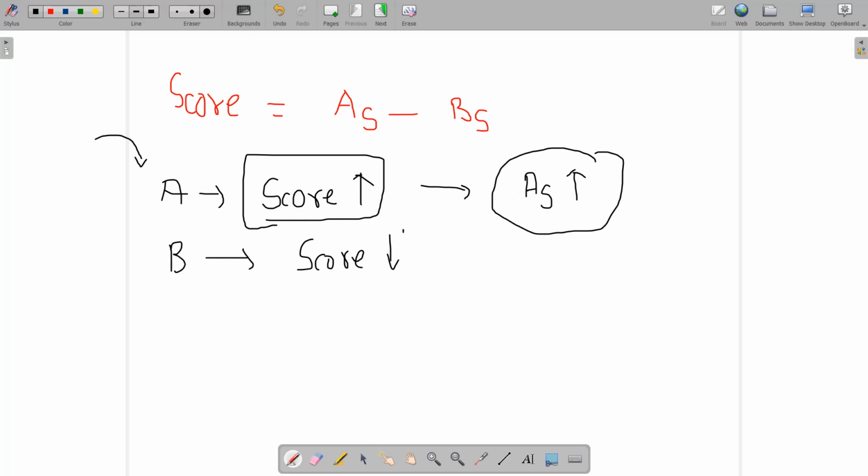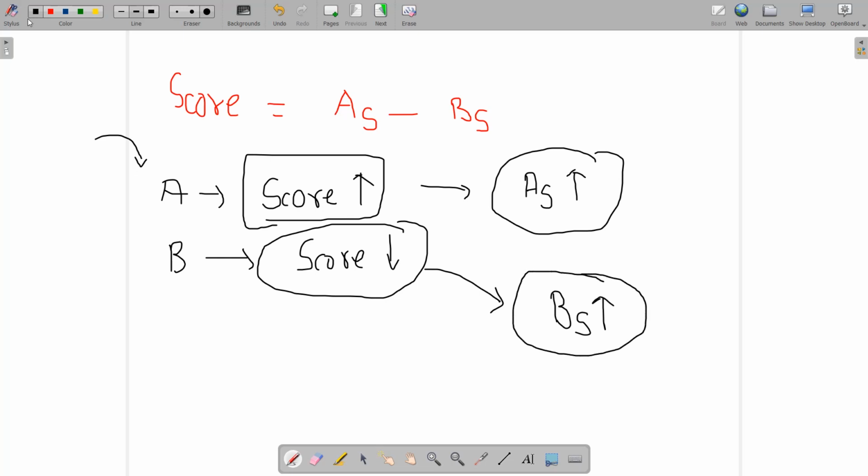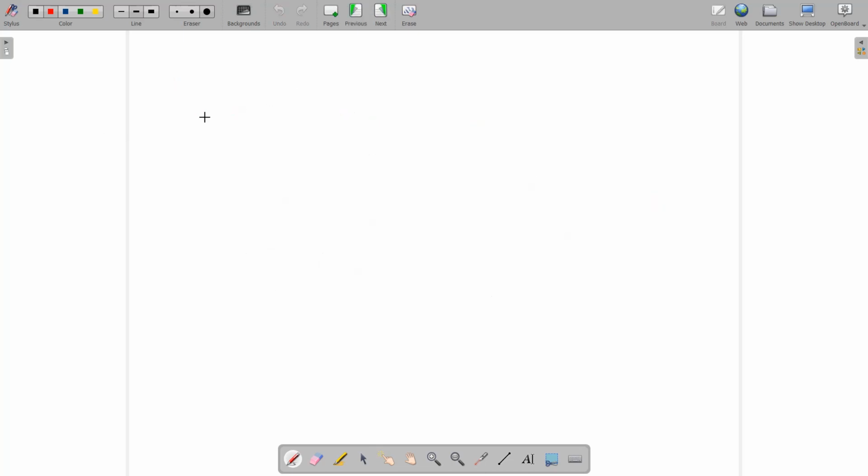Now B, that is Bob, also wants to minimize the score difference, and it can be achieved also when BS is going to be increased. Okay, now there is a common thing that you must have been observing over here, that both want their score to be increased, right? So here comes the common solution. Let's move further. What is that common solution?